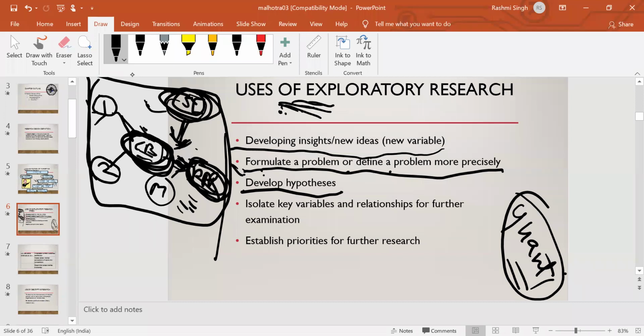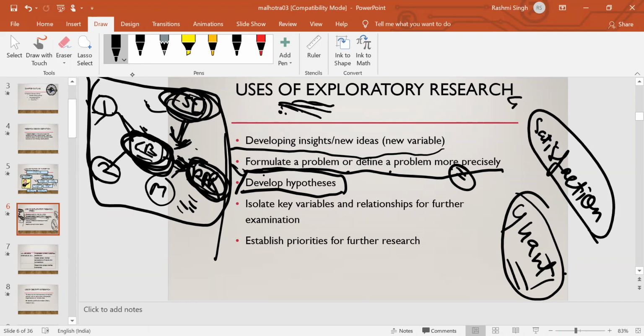Then it will also help you to develop the hypothesis. Hypothesis in what sense? As I said, you will define your problem more precisely. If I say, let's say, satisfaction, you will define your problem: I am talking about satisfaction. Whose satisfaction? Customer satisfaction towards a newly developed store. So you will come up with different variables that are going to affect my customer satisfaction.